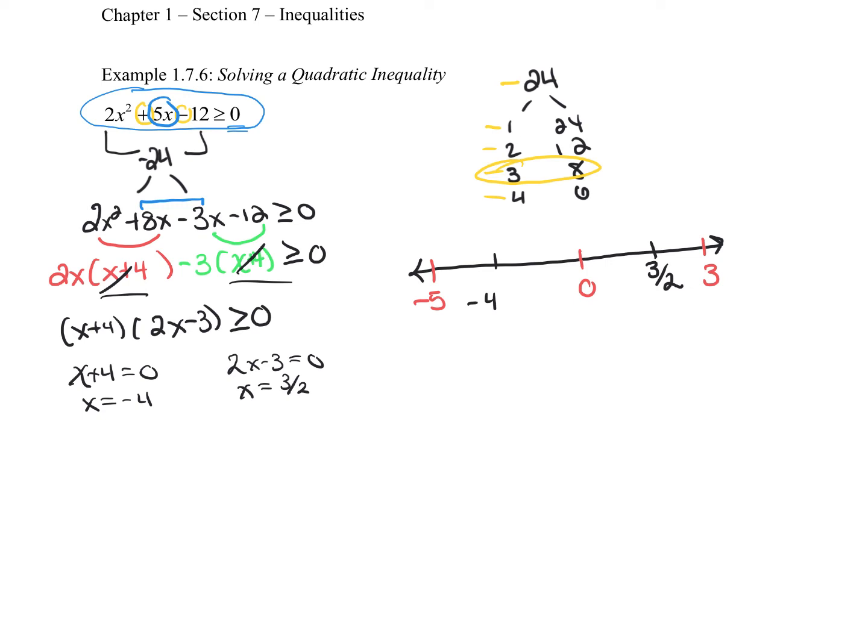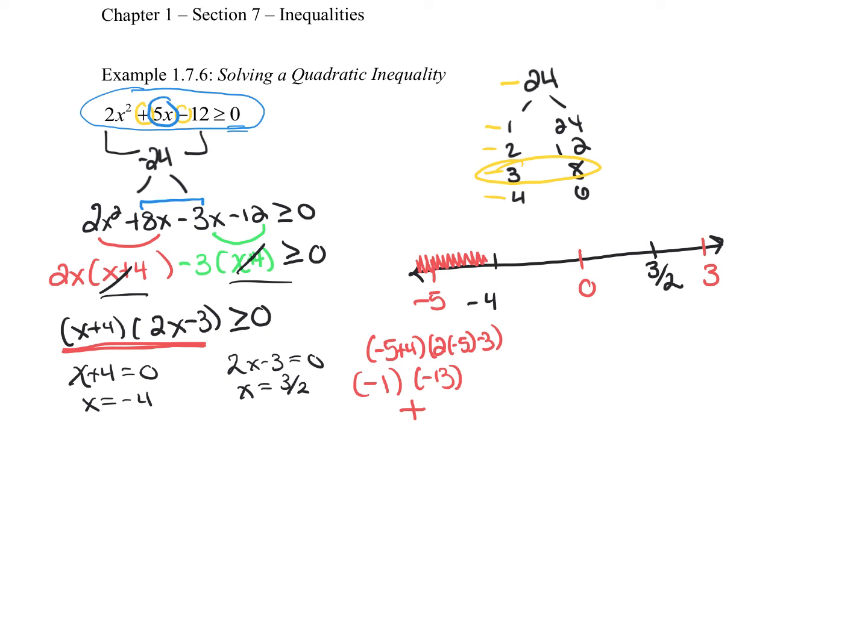So if I plug in a negative 5, and again, I like to plug into my factored version right here. It just makes it easier for me. Negative 5 plus 4, 2 times negative 5 minus 3. This is going to be a negative 1. 2 times negative 5 is negative 10, minus 3 more is going to make a negative 13. A negative times a negative is a positive, so I'm going to shade up.